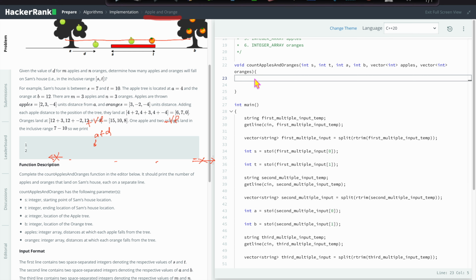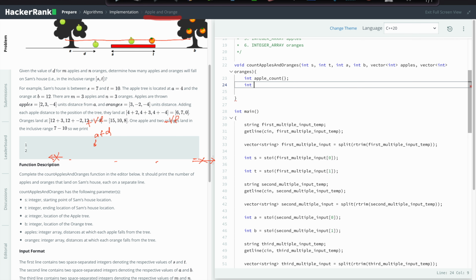Okay, what should be our logic? First of all, we should consider that the value of d should be positive for apple and negative for orange. Those values we will consider. Okay, let's start coding. First of all, we have to calculate how many apples are falling within this range. So let's declare some variables. Let's say apple count, and likewise orange count, integer orange count. Let's declare these two variables.